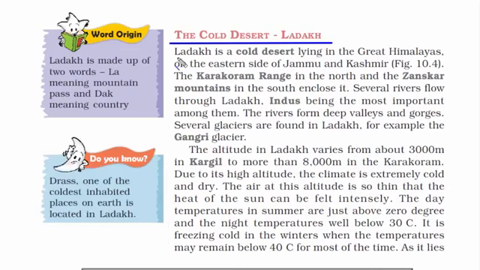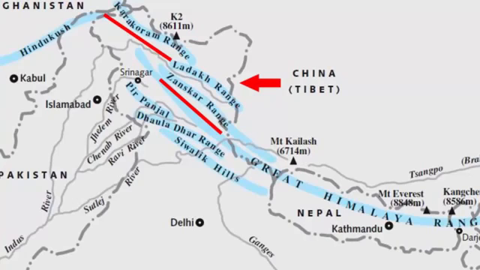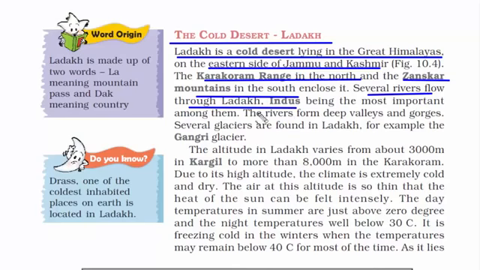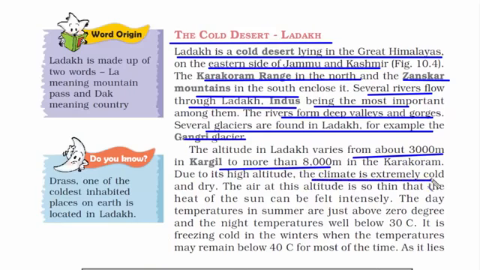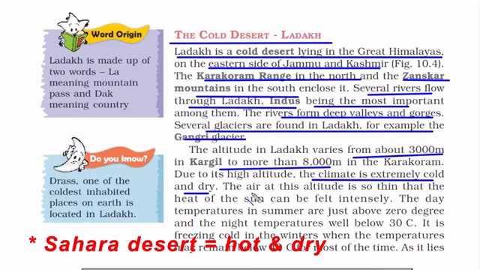Anyways, moving on. Ladakh is a cold desert lying in the Great Himalayas on the eastern side of Jammu and Kashmir. I'll just show it to you on a map. It is blocked by the Karakoram range in the north and the Zanskar mountain in the south. Several rivers flow through Ladakh, Indus being the most important among them. The rivers form deep valleys and gorges. Several glaciers are found in Ladakh, for example the Gangri Glacier. There are many mountain ranges in Ladakh and the heights vary from 3000 to 8000 meters. Due to its high altitude, the climate is extremely cold and dry. Remember, in the Sahara Desert, it's hot and dry.